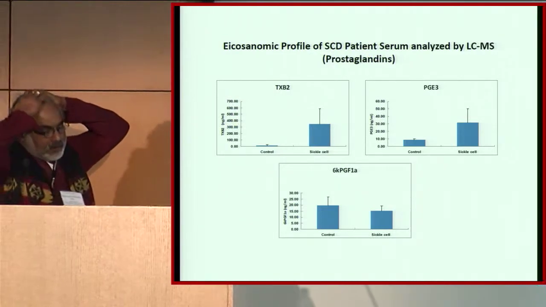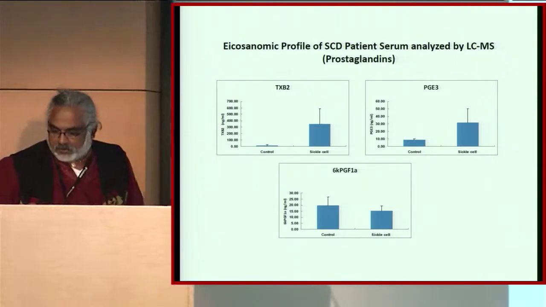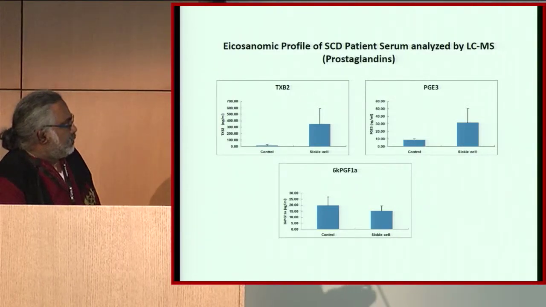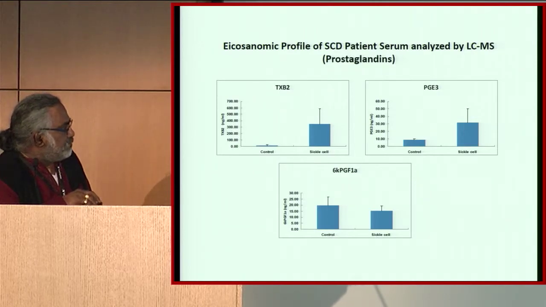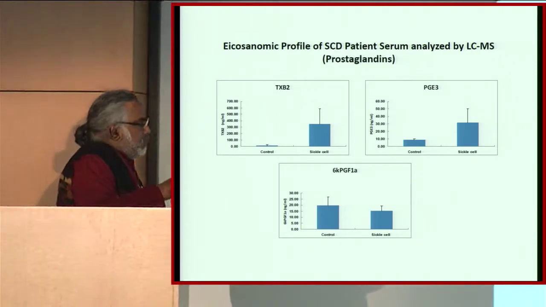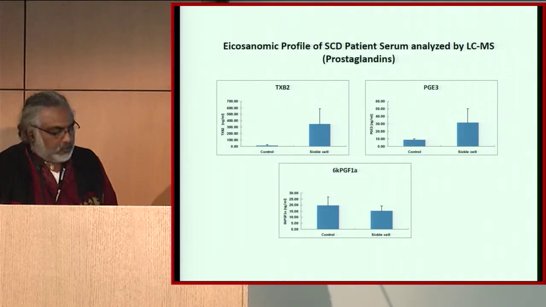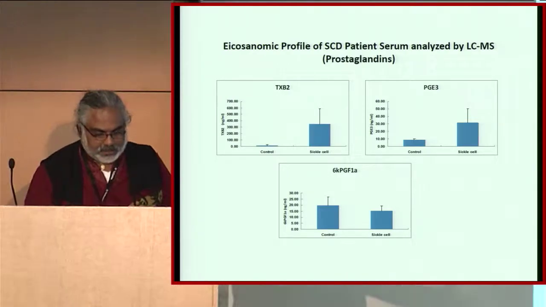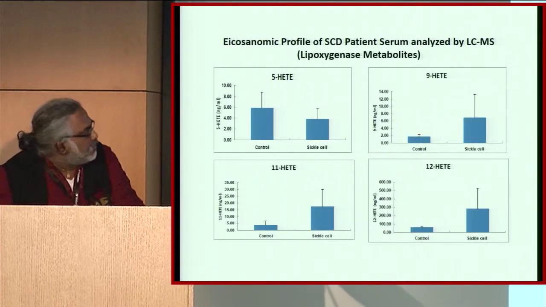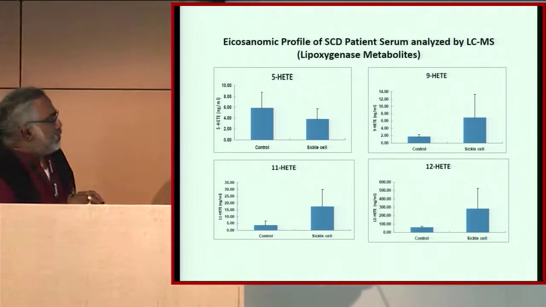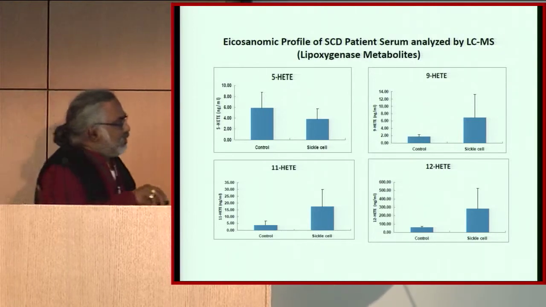When we looked at the LCMS profiles of these, thromboxane B2 is very highly elevated. This is an inflammatory eicosanoid. And prostaglandin E3 is elevated. And a protective one, 6-keto-PGF1 alpha, is lower. So what happens is the protective eicosanoids are down and the toxic eicosanoids are up. Similarly, the metabolites of lipoxygenases, the 9-HETE, the 11-HETE, and the 12-HETE, are up.